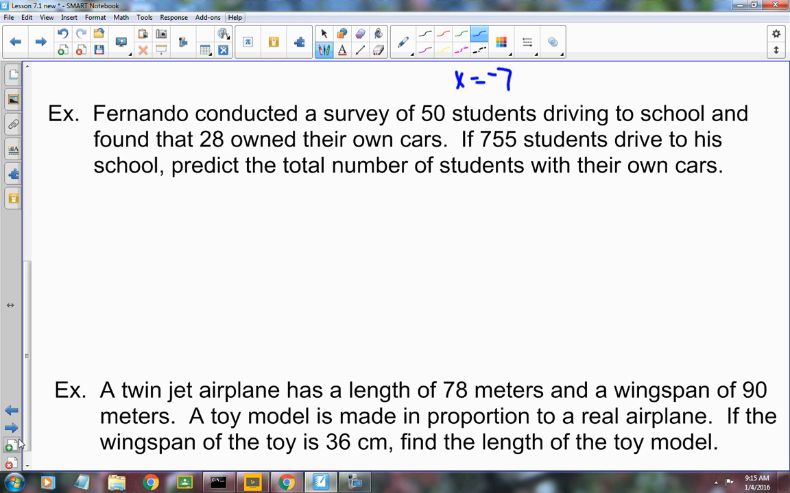Fernando conducted a survey of 50 students driving to school and found that 28 own their own cars. If 755 students drive to his school, predict the total number of students with their own cars. Okay, so what are we comparing here? What two quantities are we comparing?